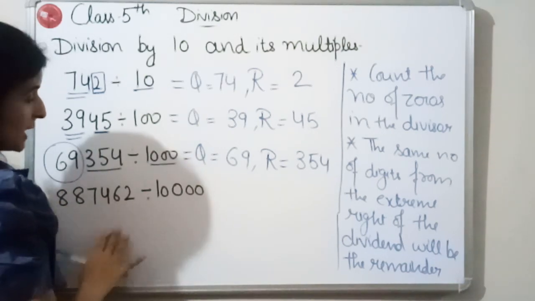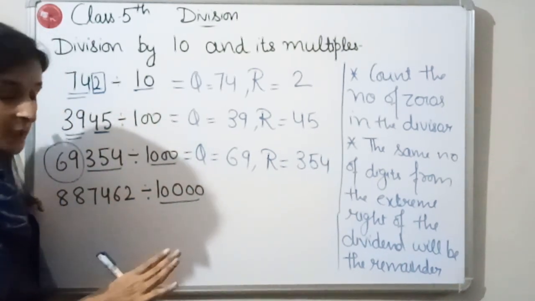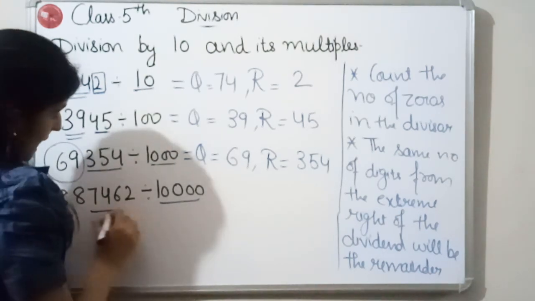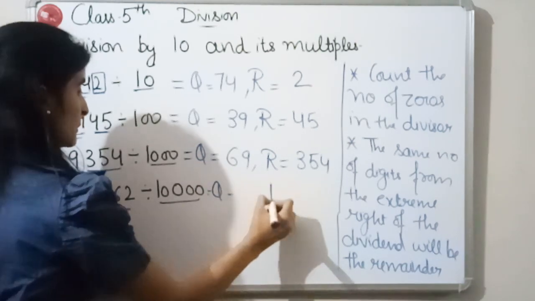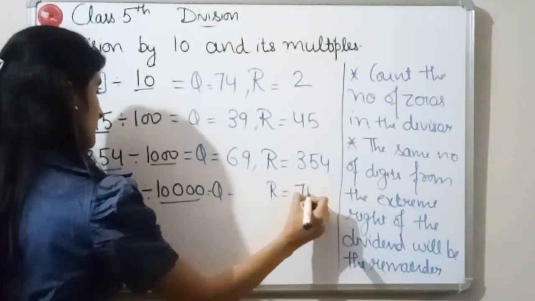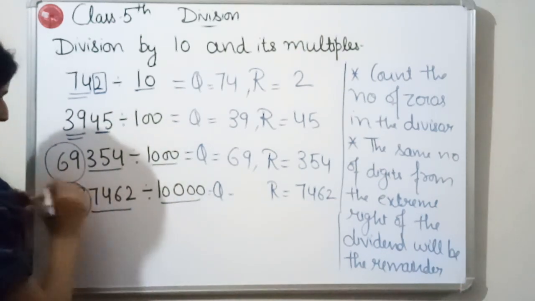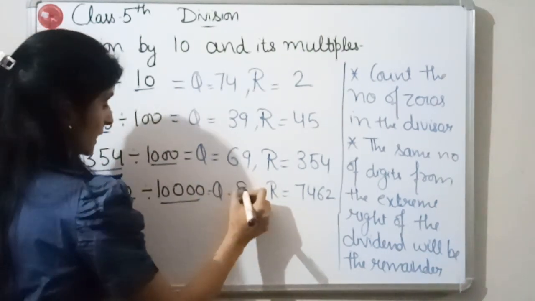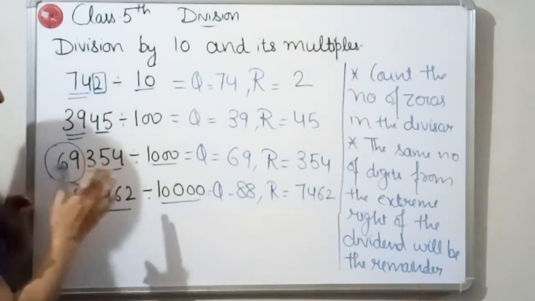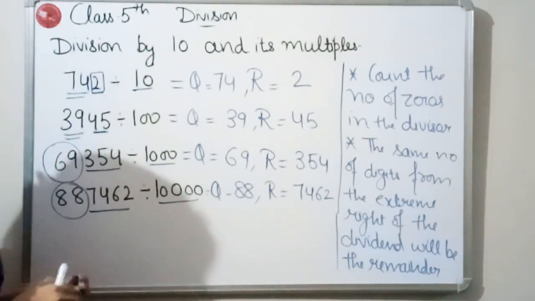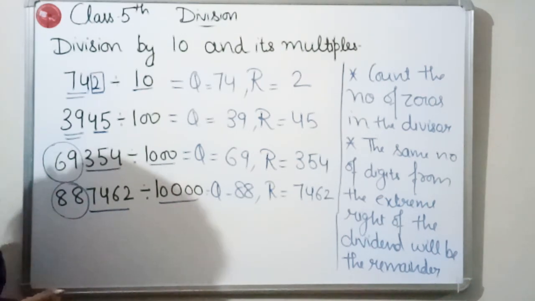In the next part we have to divide by 10,000. 10,000 means 4 zeros. So the last 4 digits in the dividend will be the remainder. So the remainder is 7,462 and the remaining digits will be the quotient. Clear? So that is how we have to divide by 10 and its multiples. Now we will move to the properties of division.